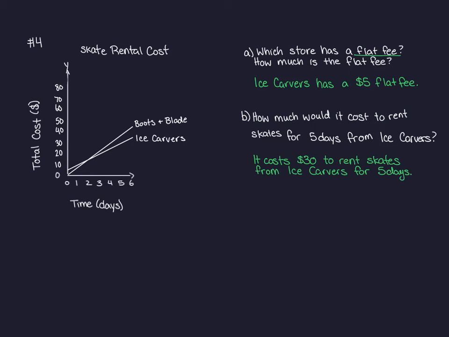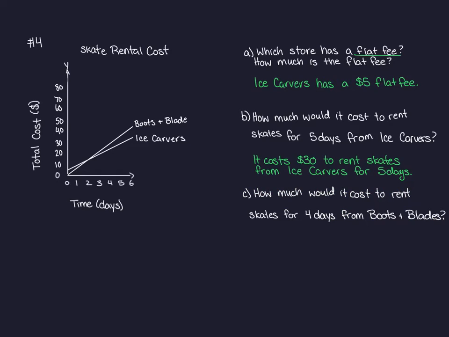So you could write that in a sentence. It costs $30 to rent skates from Ice Carvers for 5 days. Question C asks, how much would it cost to rent skates for 4 days from Boots and Blades? If we look at the Boots and Blades graph and we go to an x value of 4 for 4 days, that would also cost $30.